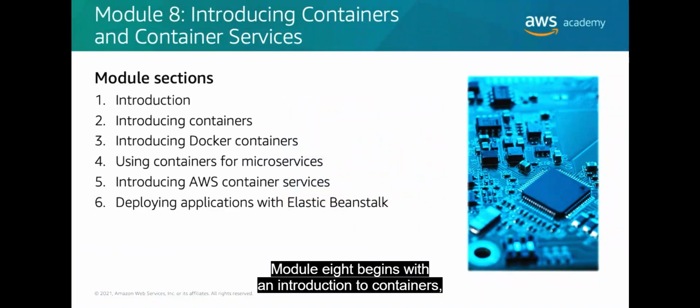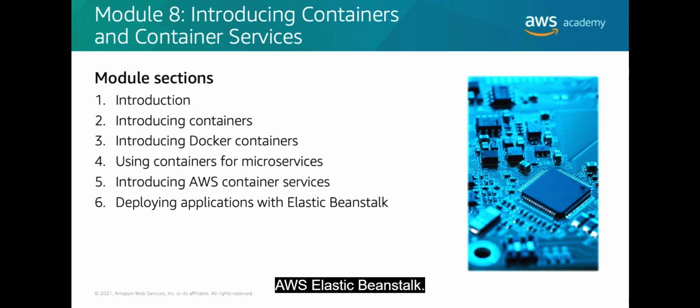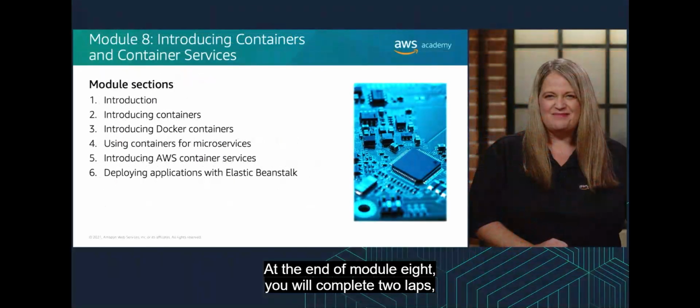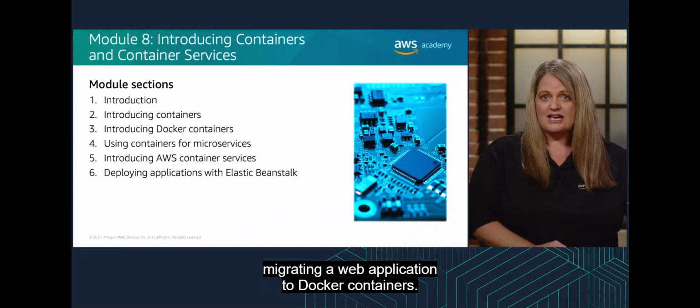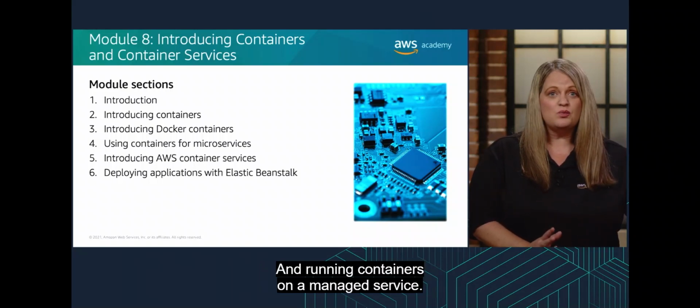Module 8 begins with an introduction to containers, followed by an introduction to Docker containers. You'll then learn about using containers for microservices and will be introduced to AWS Container Services. The final topic in this module is deploying applications with AWS Elastic Beanstalk. At the end of Module 8, you will complete 2 labs: migrating a web application to Docker containers and running containers on a managed service.